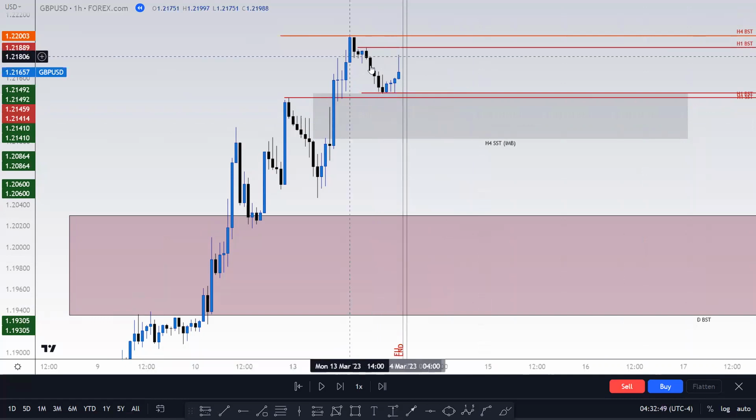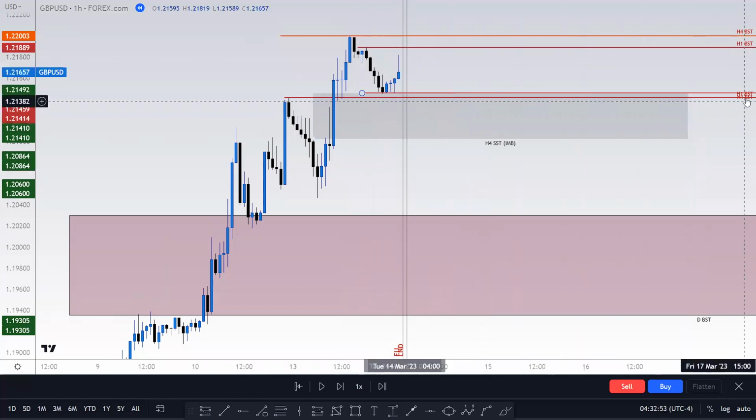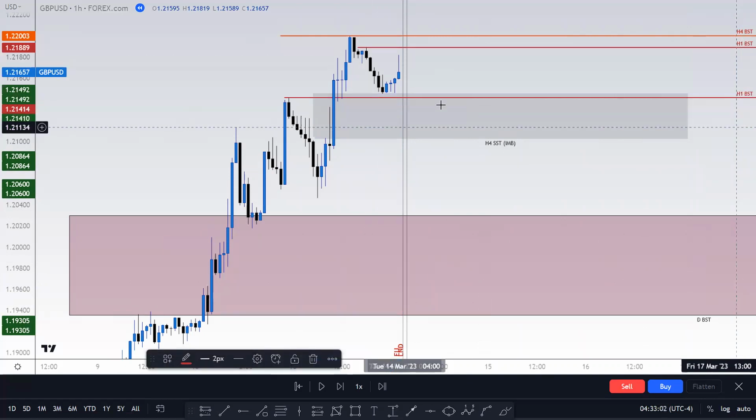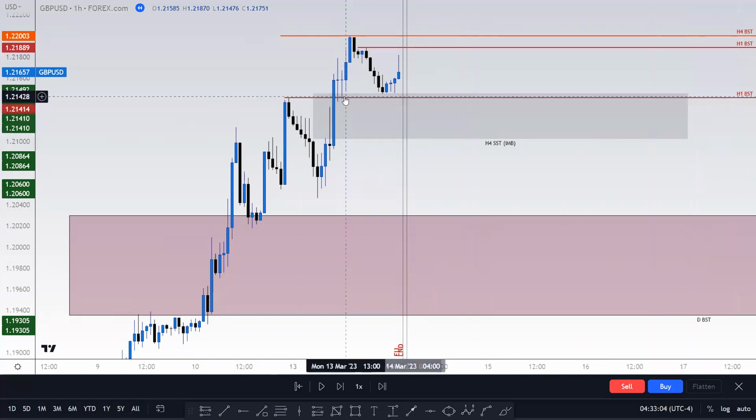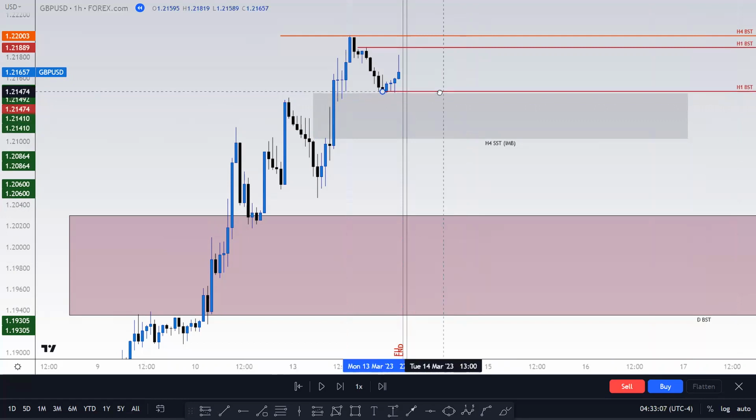I remember this day because I identified the imbalance initially, and John had highlighted that price had traded into that imbalance before, because I was initially using the 2 a.m. timing instead of the 3 a.m. timing. So that was a nice spot, John, early in the week. So I'm just going to quickly correct this, the H1 sell side target.